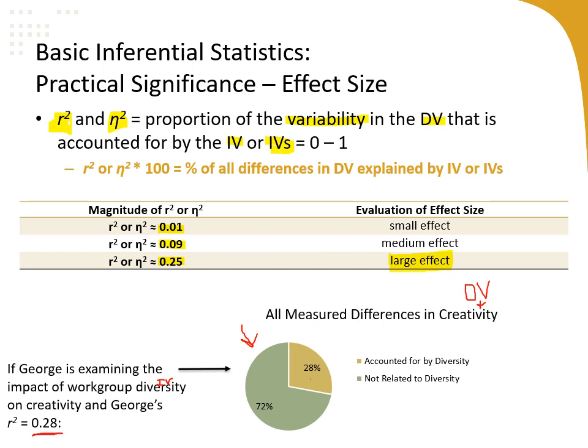Well, that means that 28% of all the differences in creativity is actually due to the diversity of the work group. Now, that leaves 72% of the differences that are unexplained. It's probably due to a whole host of other things that impact creativity. But we were able to explain 28% of the differences in creativity just based on work group diversity. So that would be a large effect.